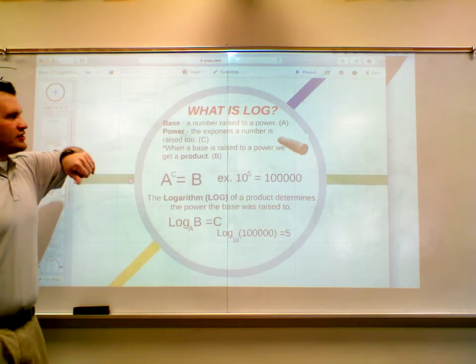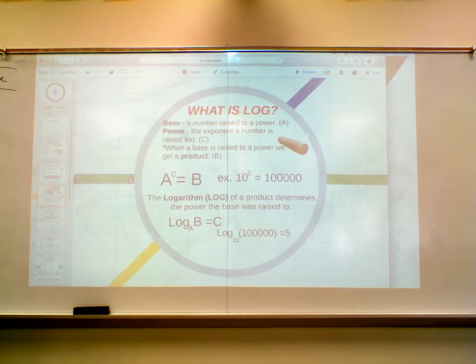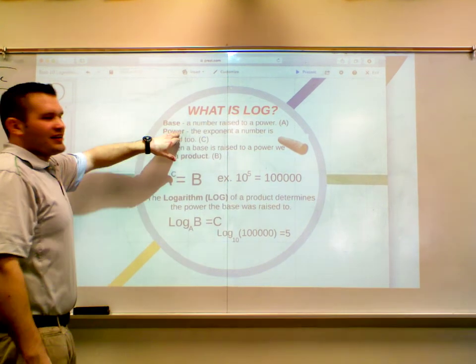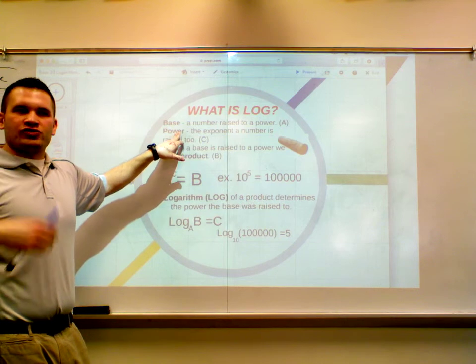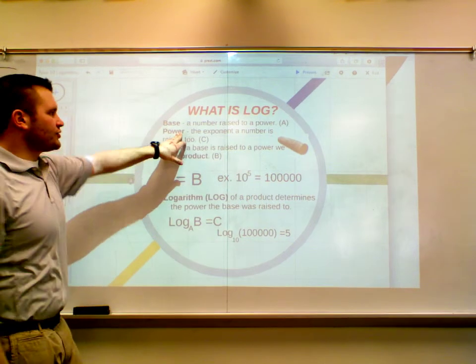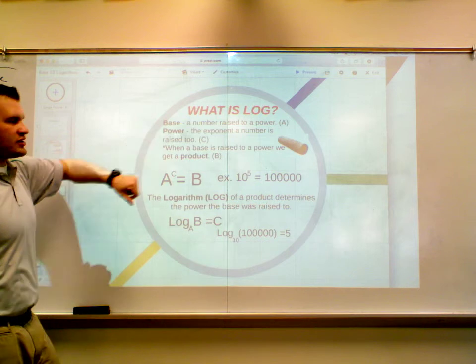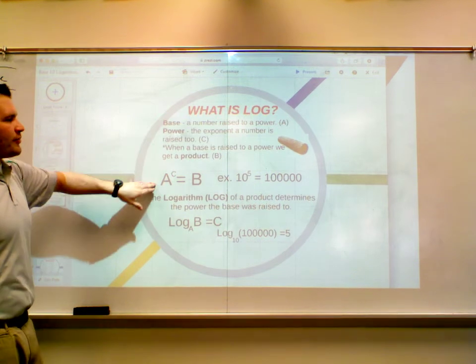What log stands for is logarithm. A logarithm finds the power you raise a number to get another number. Now, when we're dealing with logs, we're trying to find exponent values. So we need to talk about what powers and exponents are. The base, guys, is the number raised to the power.